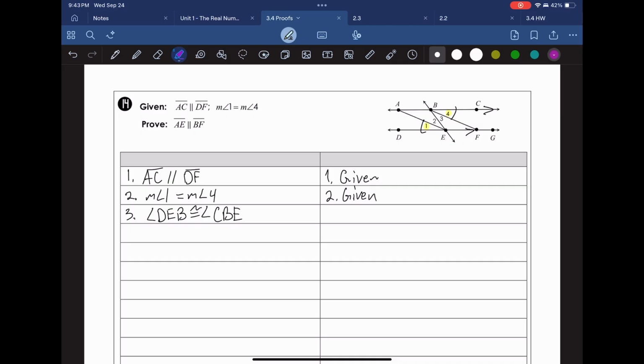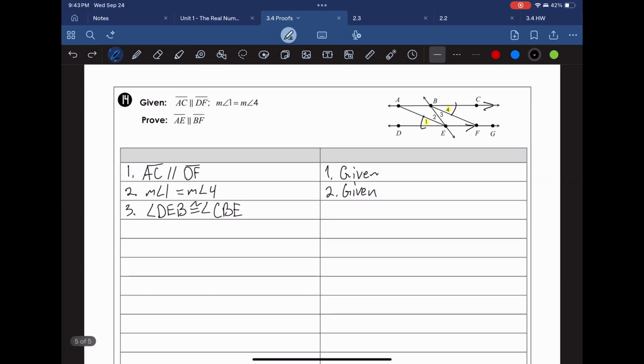You do have parallel lines, but with your parallel lines, you have this Z shape. I always look for those Z shapes. You never know when they're going to come up, but when they do, you want to jump on them right away. So you've got those two pieces right there. So DEB is congruent to CBE. That is because you've got your Z shape, which means it is alternate interior angles.